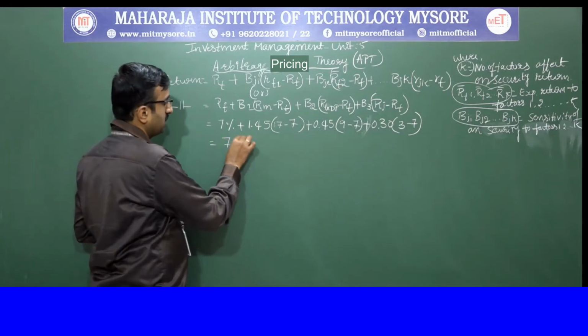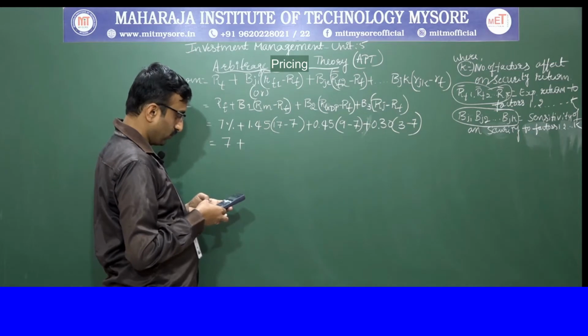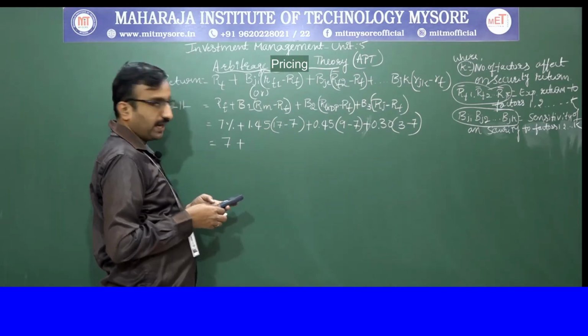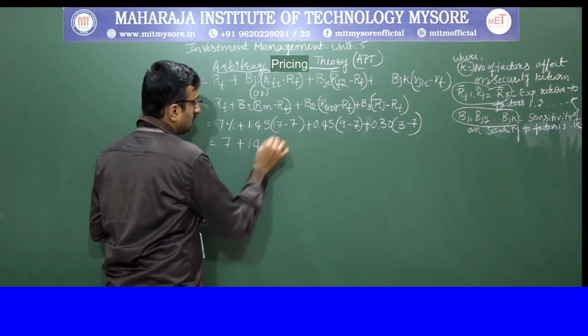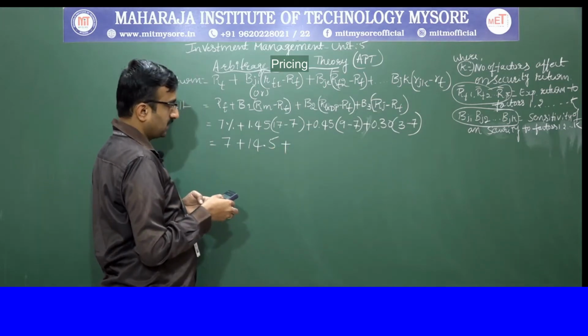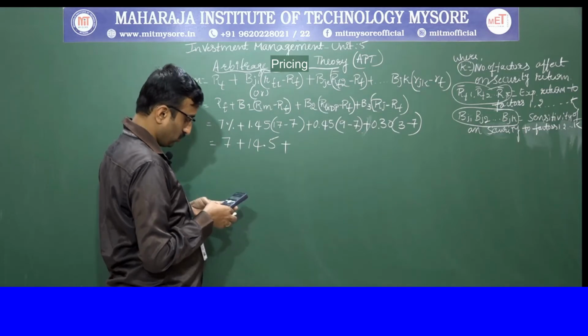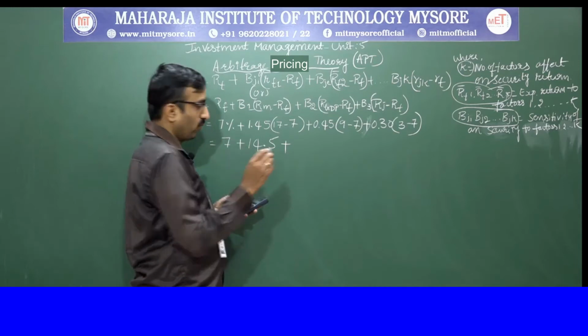Take as usual 7. 17 minus 7, if you do, will get 10. 10 into 1.45, so we will get 14.5. Plus 2 into 9 minus 7 means 2, 2 into 0.45, so we will get 0.9.